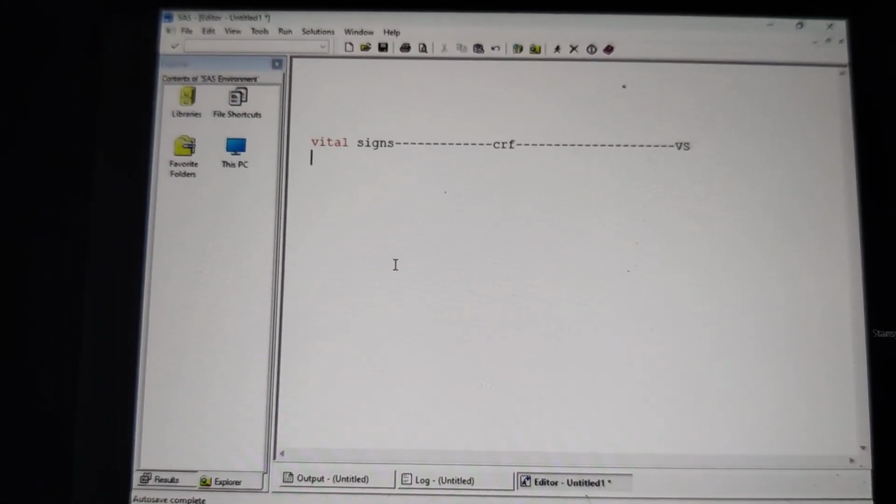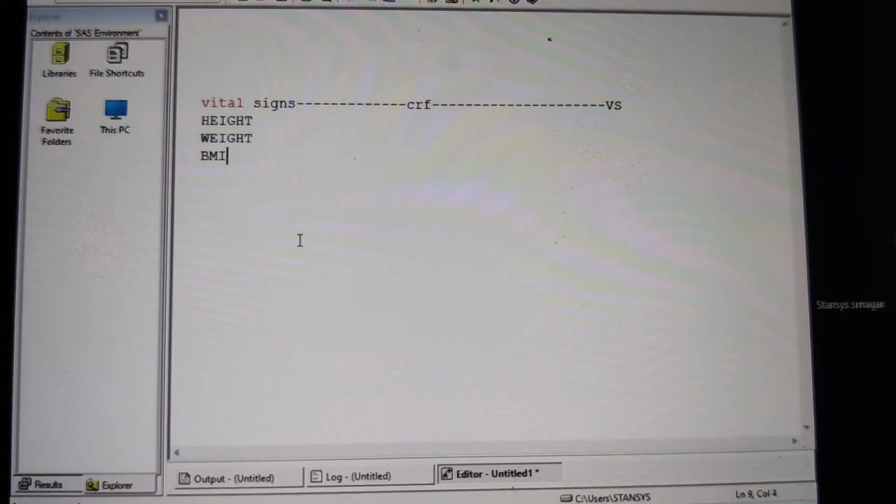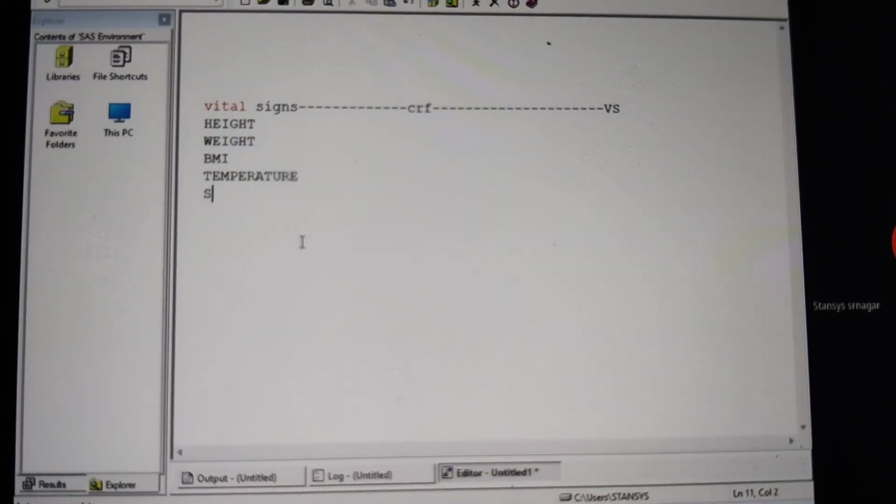What are the parameters or tests that we can find in the vital signs? You know what the vital signs are. Height is a vital sign. Weight is a vital sign. Body mass is a vital sign. Temperature is a vital sign. Systolic blood pressure is a vital sign. Diastolic blood pressure is a vital sign.